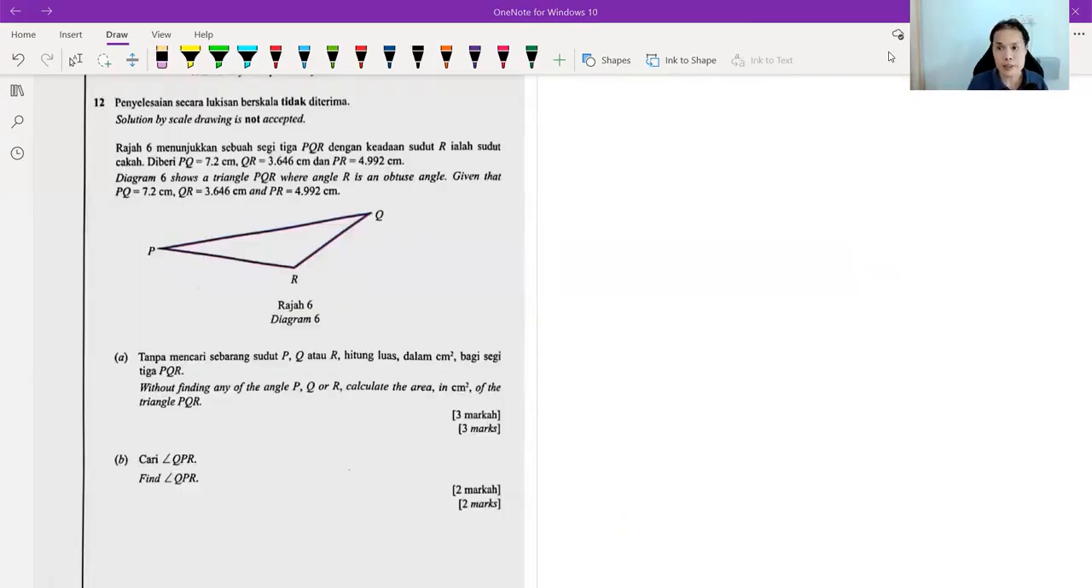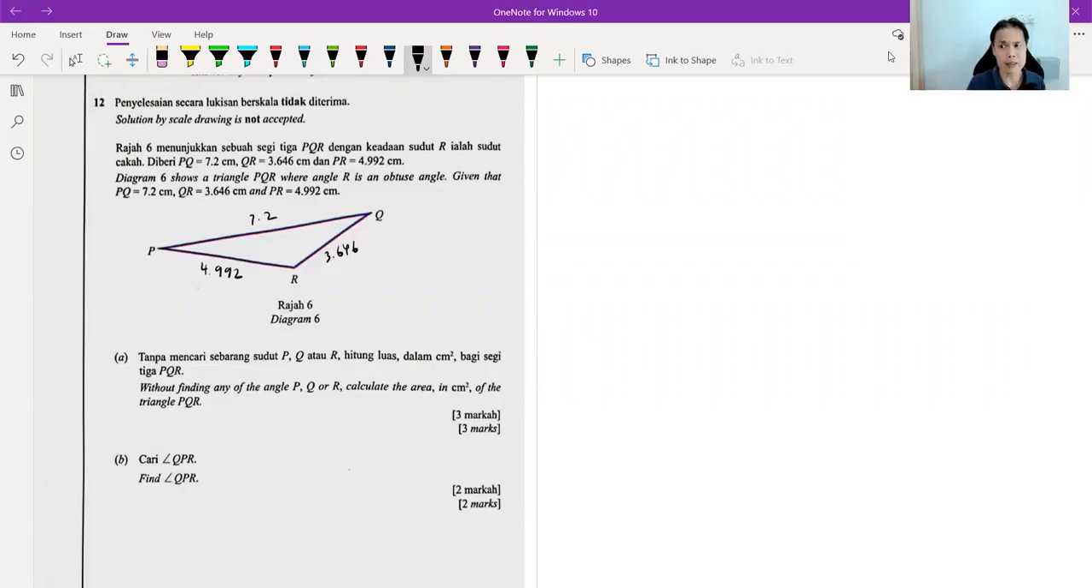Okay, moving on to section C, the first question, question number 12. This is from solution of triangle. Diagram 6 shows a triangle PQR where angle R is an obtuse angle, given that PQ is 7.2, QR is 3.646, and PR is 4.992. Okay, so they say without finding any angle, find the area.